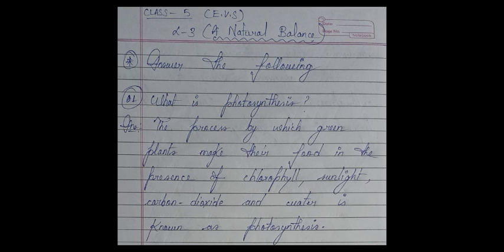Now let us go to question and answer. The first question, as you can see, which I have already explained in the last class, is: what is photosynthesis? The process by which green plants make their food in the presence of chlorophyll, sunlight, carbon dioxide, and water is known as photosynthesis.